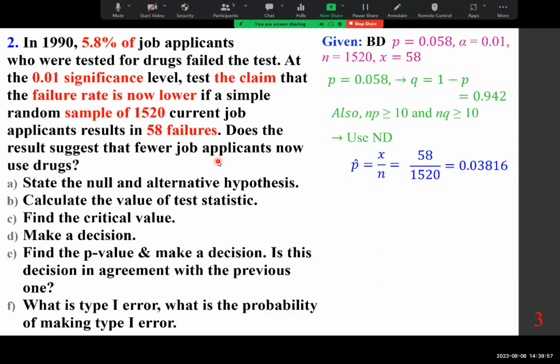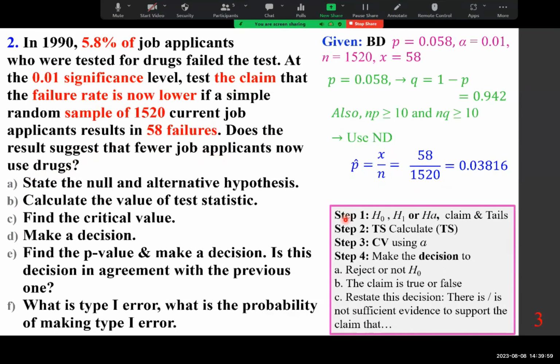So here's the way I do the test of hypothesis. Step 1, I write H0 and H1, also known as HA. This is the alternative hypothesis. Sometimes they call it H1 or HA for alternative. And I write the claim. It either belongs to H0 or H1, and the tails would be left tail, right tail, or two-tail test. So that's the first step that they're asking.